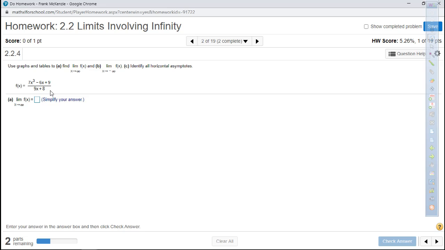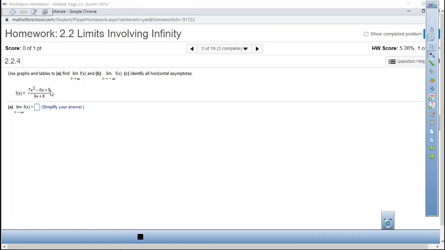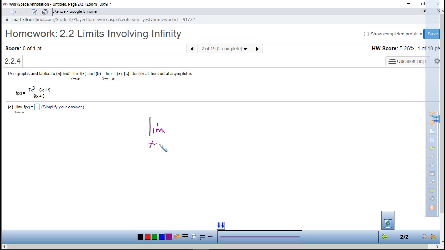So in this case, here's what I want you to start thinking. And this is where it gets weird because you're not normally going to think this way. Let's go ahead and say the limit as x approaches infinity of 7x to the third minus 6x plus 9 over 9x plus 8.